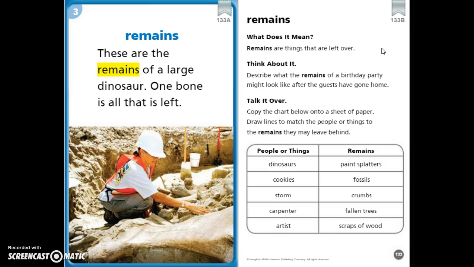Then you can copy the chart below or just discuss this chart. You're going to draw lines or talk about the match between the people or the things that might remain and be left behind. What they left behind. So dinosaurs, what might be their remains? Paint splatters, fossils, crumbs, fallen trees, or scraps of wood. Right, that's our first word that we talked about. Dinosaurs' remains are fossils. You do the rest.